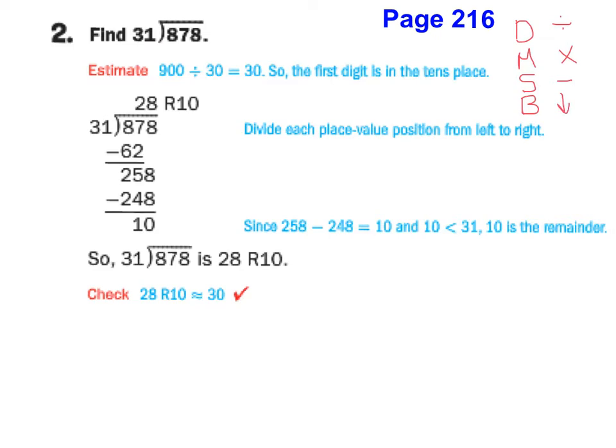That's my division, multiplication, subtraction, and bring down. So looking at this problem, 31 does not go into the 8, so I could put a 0 up there if I'd like to, just to hold that place value.